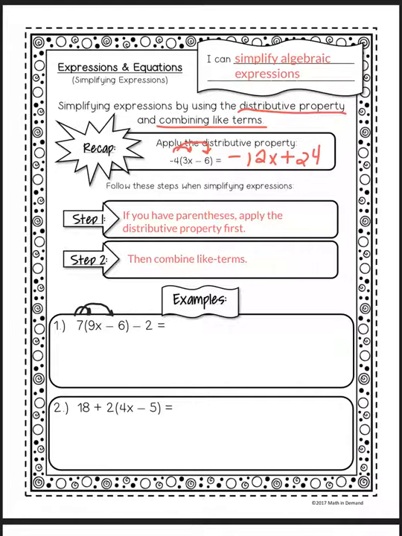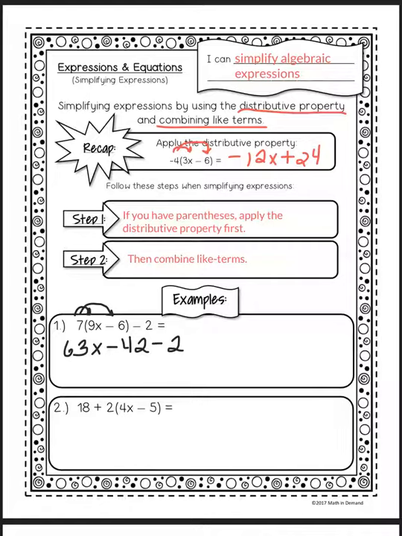7 times 9x is 63x. Then I'm going to multiply 7 times negative 6, which is negative 42. And then I'm just going to write minus 2. The minus 2 is not inside the parentheses, so I cannot multiply it by the 7.